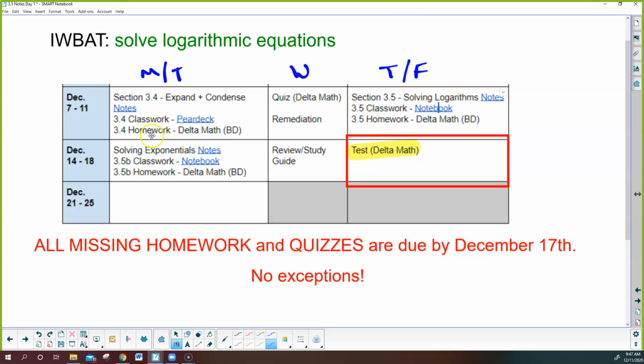All the late work for this unit, including quizzes, is due by December 17th. Okay, no exceptions. After that, I'm going to turn them into zeros, and you will not be able to work on them after that. All right. Now, what that means is you then don't have any homework over break. And when you come back from break, you don't have any late stuff to work on. You're 100% caught up. Hopefully, you're going to get that stuff done.